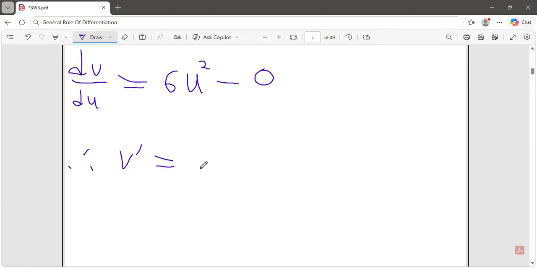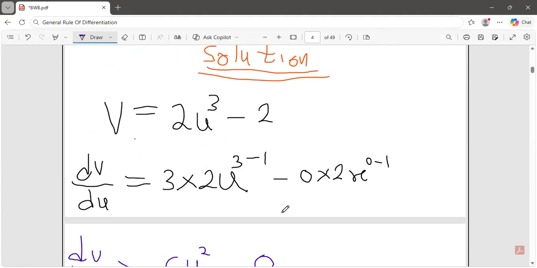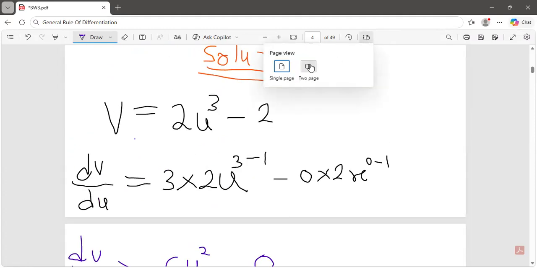Therefore, the v prime is 6u exponent 2. Good. You are good to go.